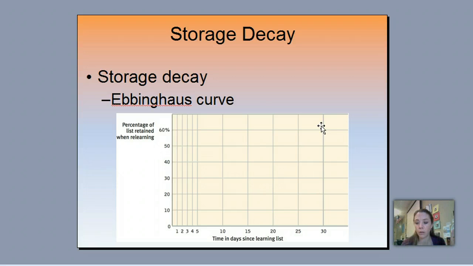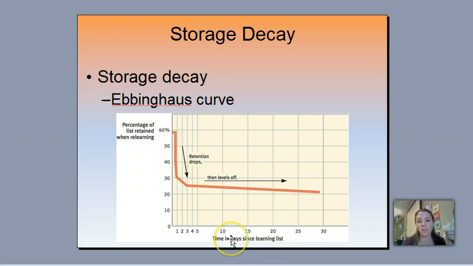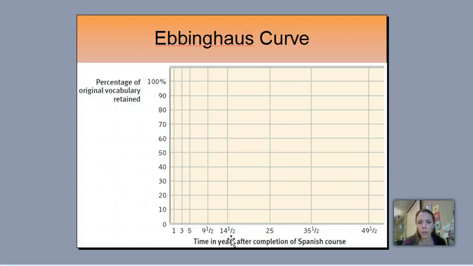So Ebbinghaus found, and this is the one up on our wall, that after the first day there's a rapid loss of memory. So you need to know at the beginning there's a rapid loss of memory, but then it levels off. It dropped from 60 to about 25, and that's about where it stays. This is the time in days since learning the list. A rapid drop, and then it levels off, okay?